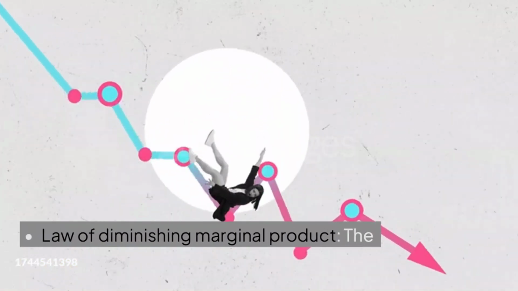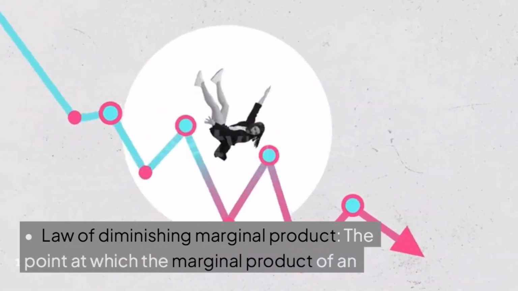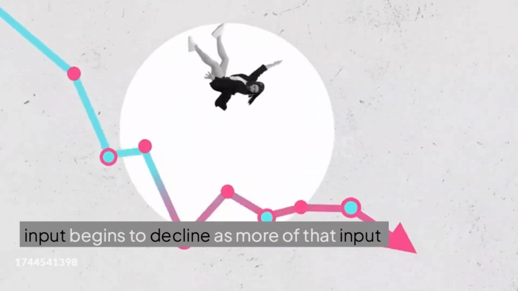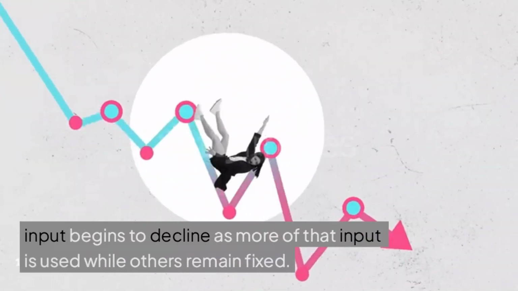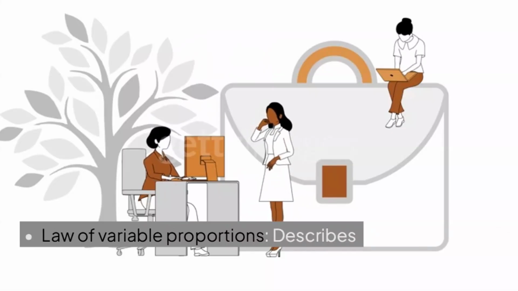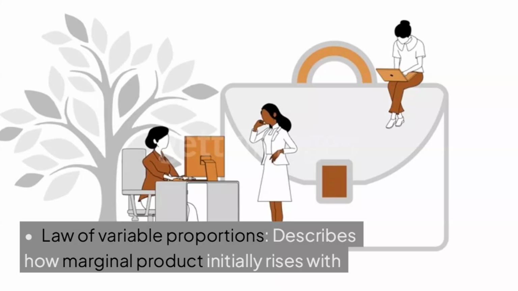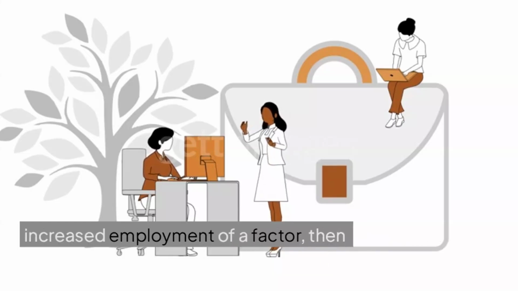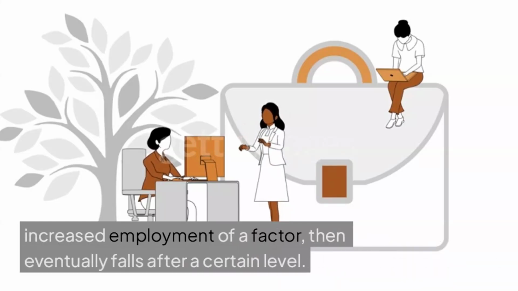Law of diminishing marginal product, the point at which the marginal product of an input begins to decline as more of that input is used while others remain fixed. Law of variable proportions, describes how marginal product initially rises with increased employment of a factor, then eventually falls after a certain level.